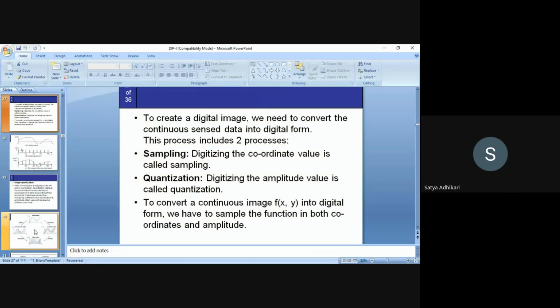To convert a continuous image f(x,y) into digital form, we have to sample the function in both coordinates and amplitude. We have to sample the function not only in the coordinates but also in the amplitude. So we need two processes, sampling and quantization, to convert an analog image to a digital image.